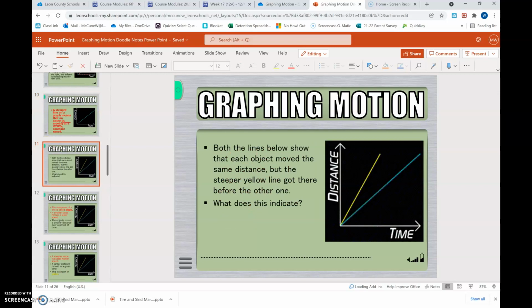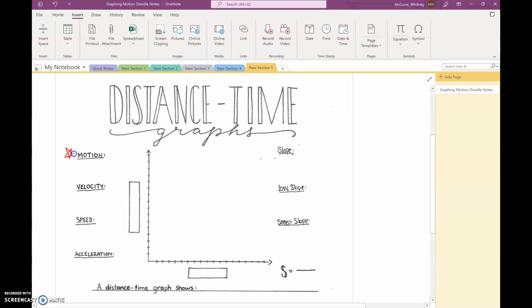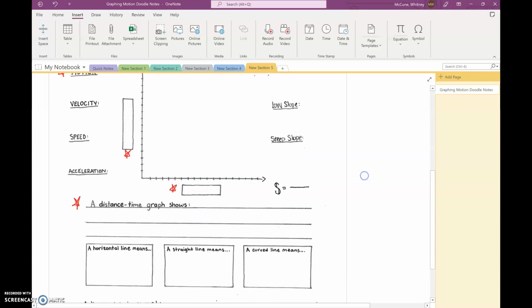And you can have different steepnesses of line, and these two lines will show you that objects are moving at different speeds. The steepness of the line is called the slope, and a smaller slope or a less steep line means that the object is moving slower. So on our notes here, you should have filled in motion, you should have filled in slope, and what a distance time graph shows. You also should have filled in what a horizontal line means and what a straight line means.